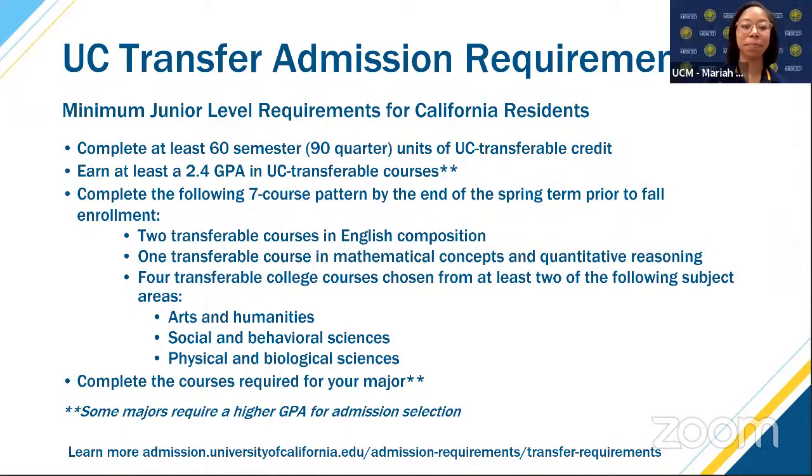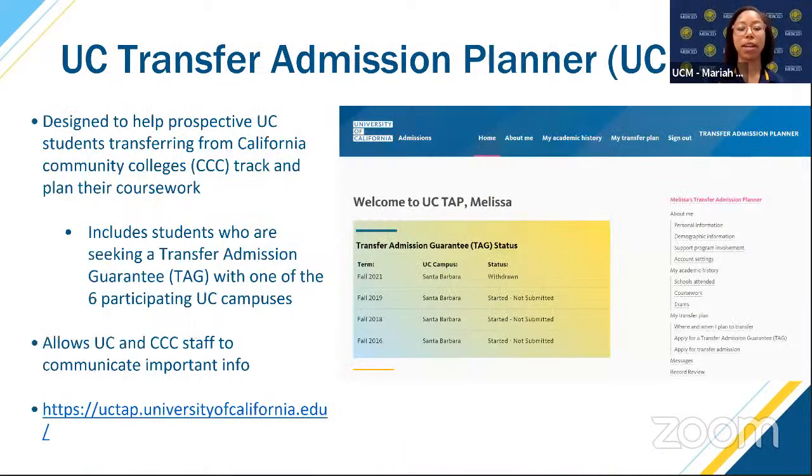Thank you, Melissa. Okay, so now we're going to go over the UC Transfer Admissions Planner, or the UC TAP for short. The UC TAP is a free online tool to help prospective UC transfer students track and plan their college coursework. The TAP is meant for California Community College transfer students and for those who are hoping to apply for the transfer admission guarantee.